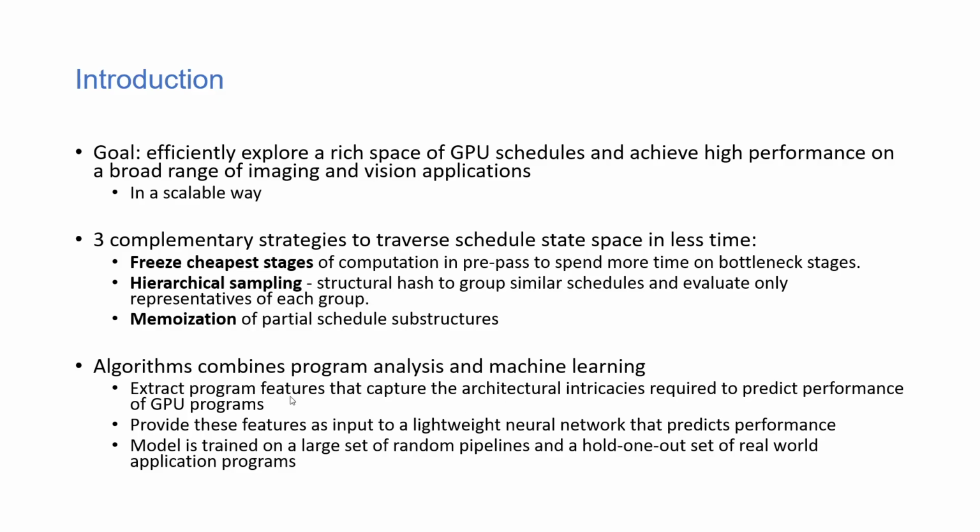The program extracts features that affect the performance of the GPU, and these features are fed into a light neural network that predicts the performance of that particular schedule. The neural network not only takes features of the schedule, but also the algorithm, because both are important in predicting the performance. And the deep learning model is trained on a large set of random pipelines, but also using real-world application programs, in which I understand that it's leaving one out of the sets to test the neural network to make sure that it's accurate and not overfitting.